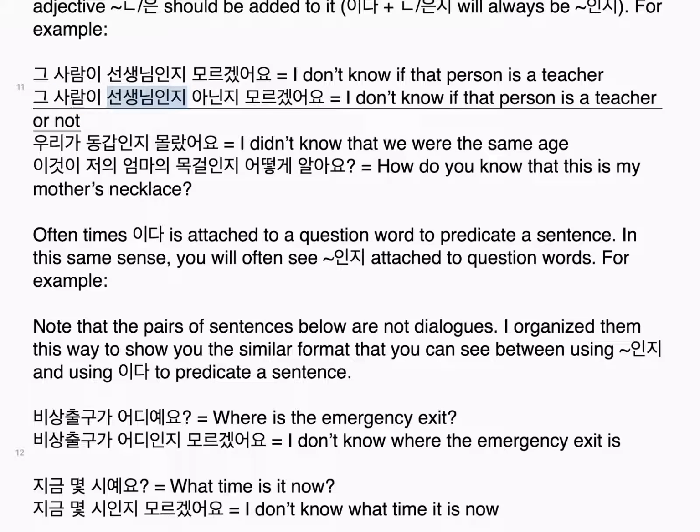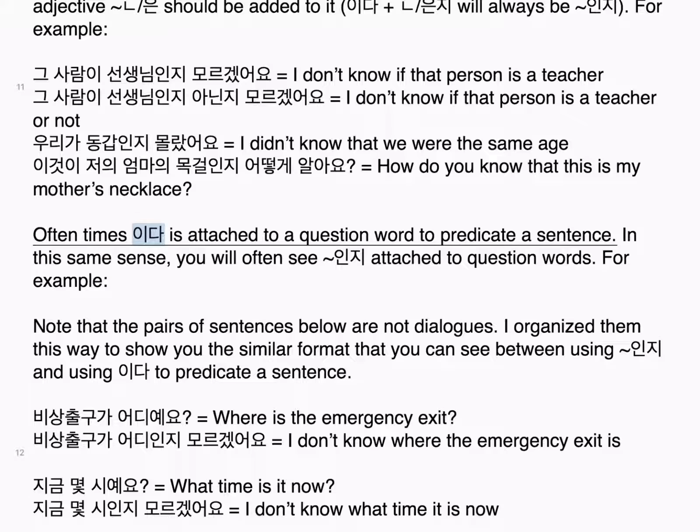그 사람이 선생님인지 아닌지 모르겠어요 equals I don't know if that person is a teacher or not. 우리가 동갑인지 몰랐어요 equals I didn't know that we were the same age. 이것이 저의 엄마의 목걸인지 어떻게 알아요 equals How do you know that this is my mother's necklace?